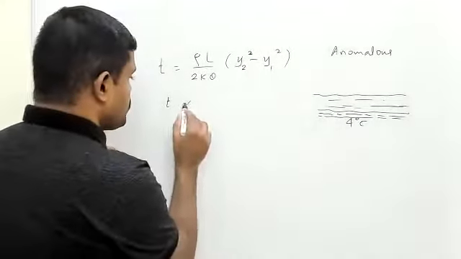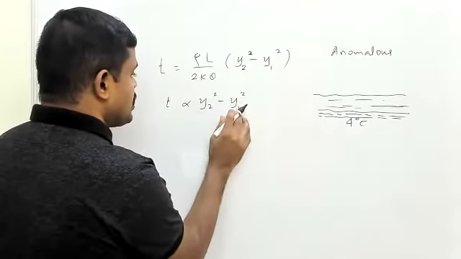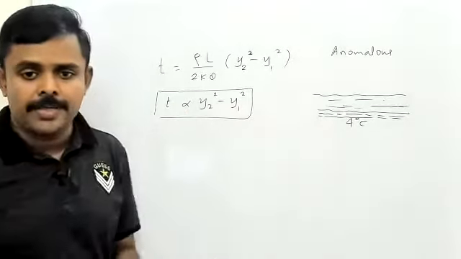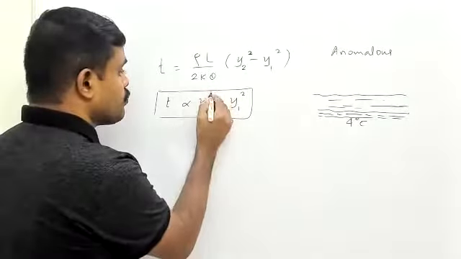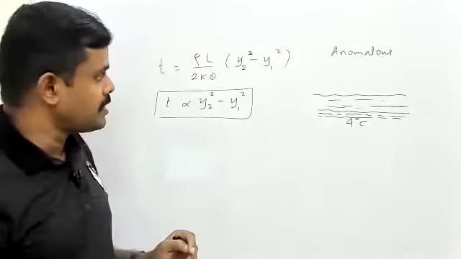This is an important point. T is proportional to y2 square minus y1 square. For the NEET examination, you just need to know this relation. The first relation is not required. It is the time taken to grow from y1 thickness to y2 thickness. This is very, very important. It has been asked many times, in previous IIT JEE papers as well.